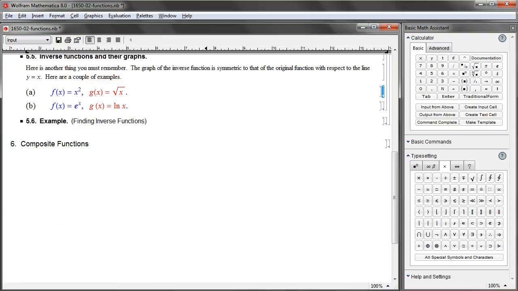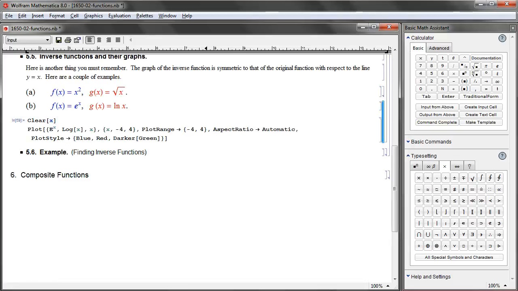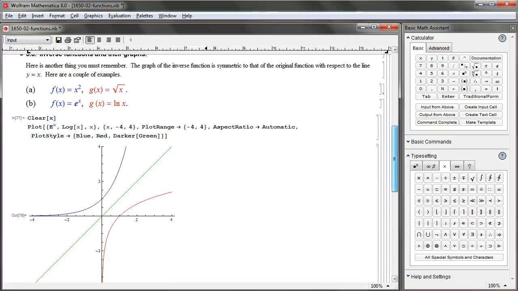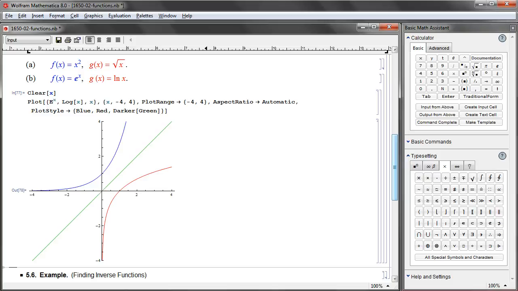We have another pair of graphs behaving pretty much the same way, and we have f of x equals e to the x power function. It's an exponential. g of x is the logarithm of x, log of x. And we have an inverse procedure. Log and exponential are inverses of each other. And not surprisingly, we have symmetry with respect to the diagonal line y equals x.